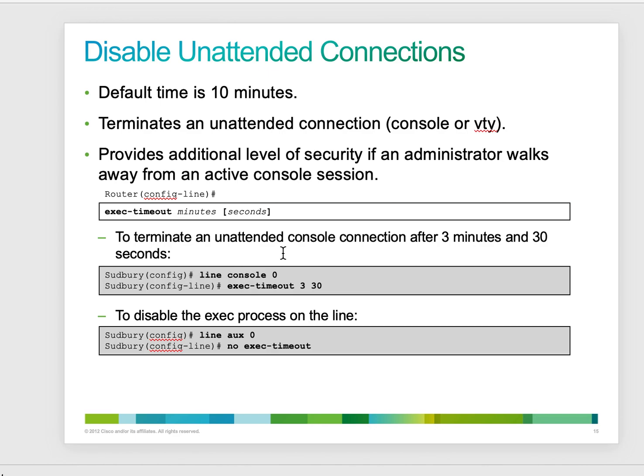This is to prevent access to the network or to the system by an unauthorized user. It provides an additional level of security if the administrator walks away from the active console session. You have to provide additional security, meaning when you are configuring the router, you use the command exec-timeout, with minutes and seconds. This additional security should be added in the router configuration stage.